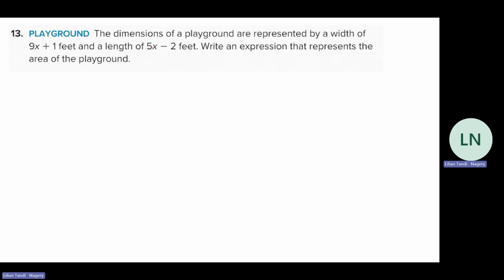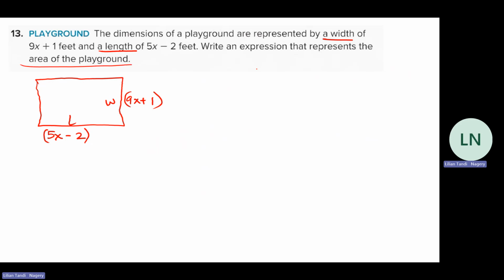The dimensions of a playground are represented by a width and a length. So that is only a rectangle. I draw my shape. Because it's a rectangle, their dimensions are length and width. So the length is here and the width is here. So 5x minus 2 and 9x plus 1. And because they are two terms, I will enclose them in a bracket. Write an expression that represents the area of the playground.